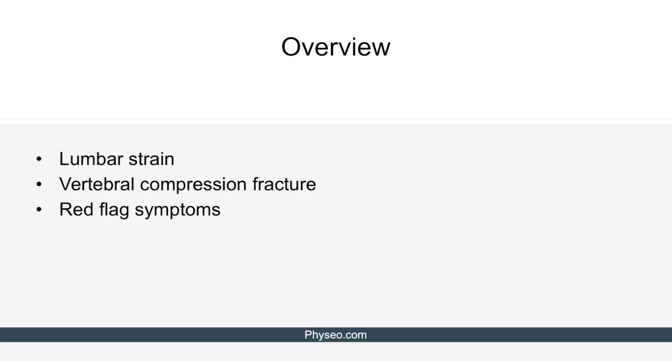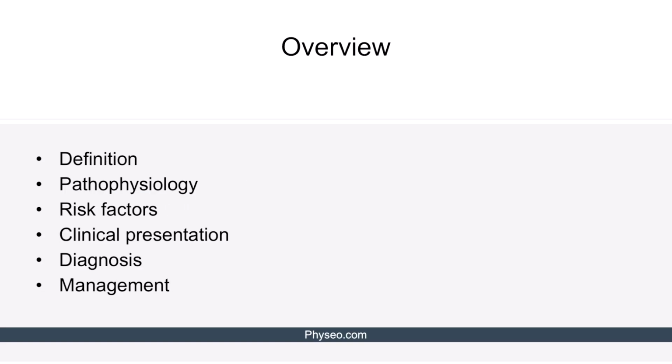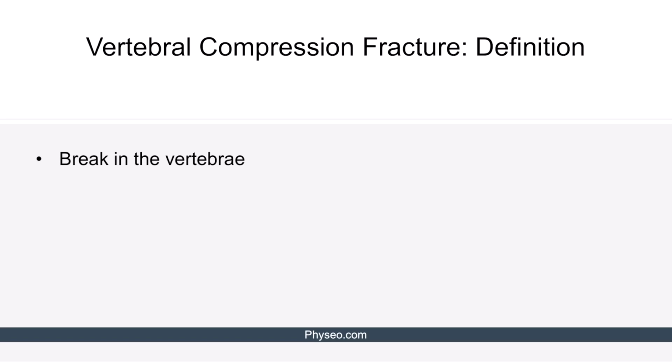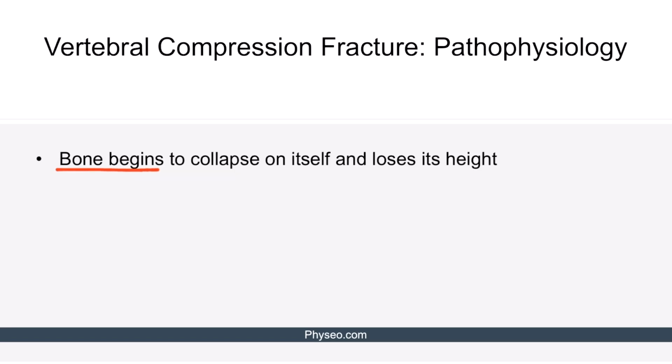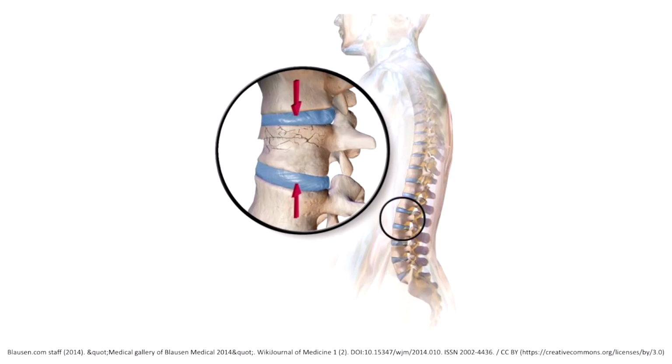Let's finish our list of diagnoses with vertebral compression fracture before discussing red flag symptoms. Here's our overview slide again. Put very simply, a vertebral compression fracture is a break in the vertebrae. This occurs as the bone begins to collapse on itself and loses its height. It's most helpful to see this depicted visually. Here we see an illustration of a vertebral compression fracture. Notice the way the bone seems to crumble on itself.